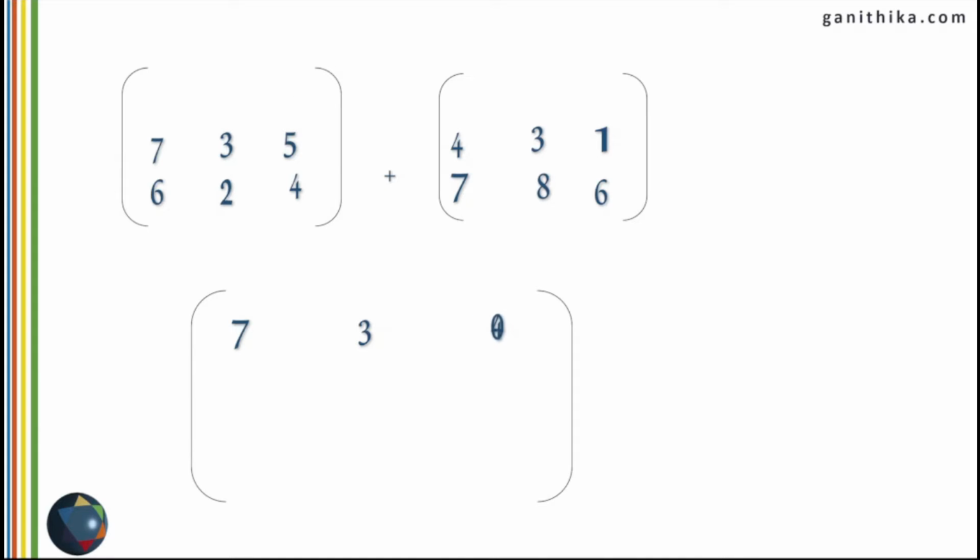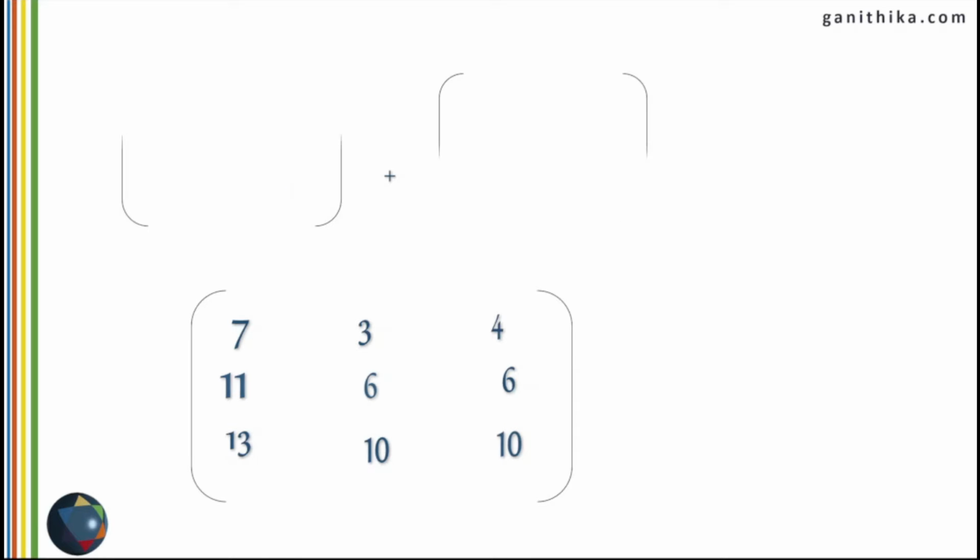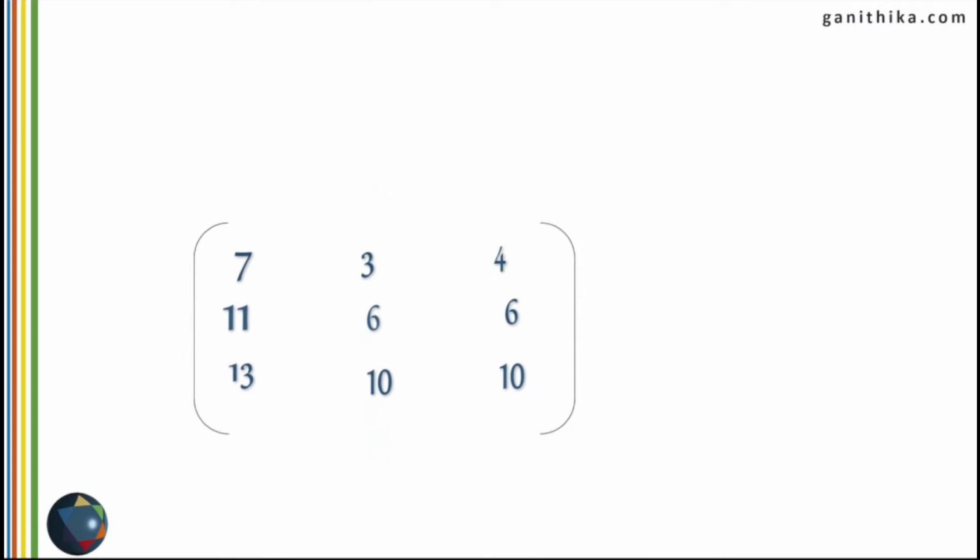This will be in the first row, third column of the answer matrix, second row, first column, second row, second column, and second row, third column. You have to add the corresponding numbers and put them in the same place as in the original matrix. Now we have 10 in third row, second column, and 10 again in third row, third column, and this is your final answer.